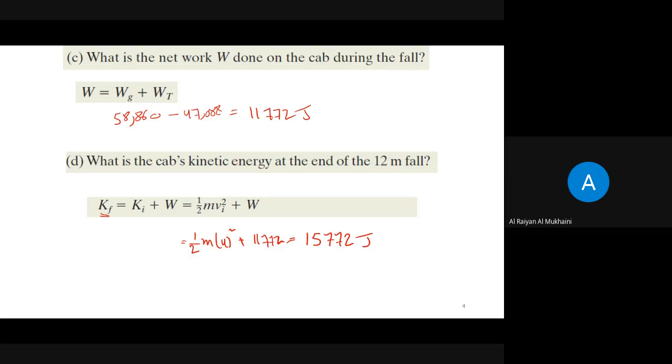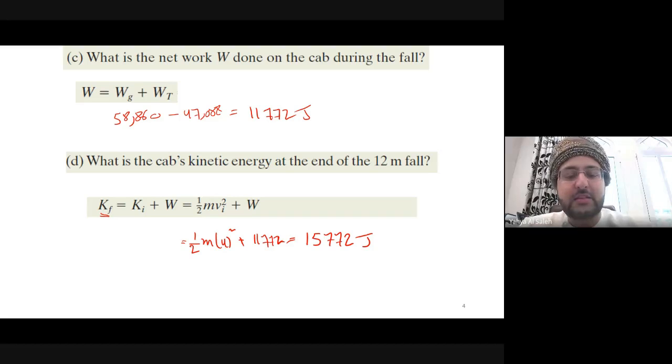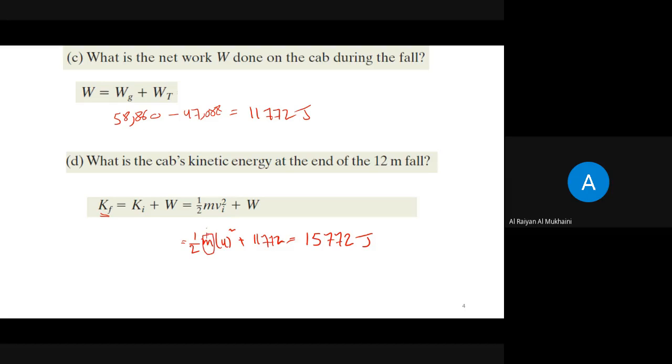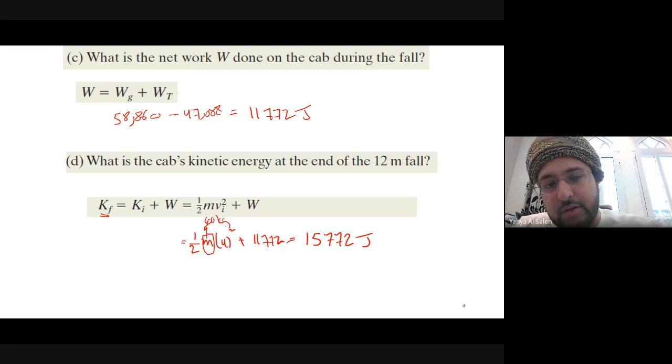Doctor, M is what? The value of M? Mass, yeah. I mean the value. 500.